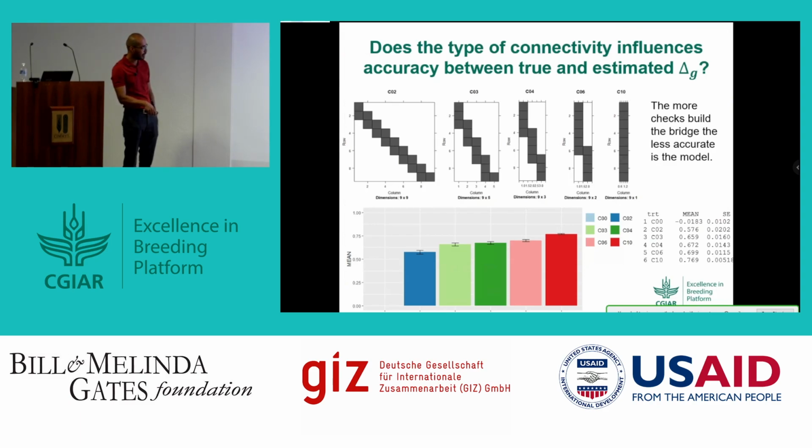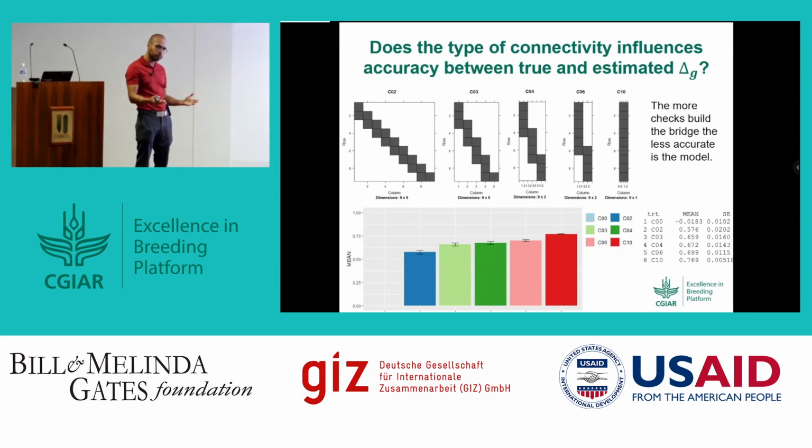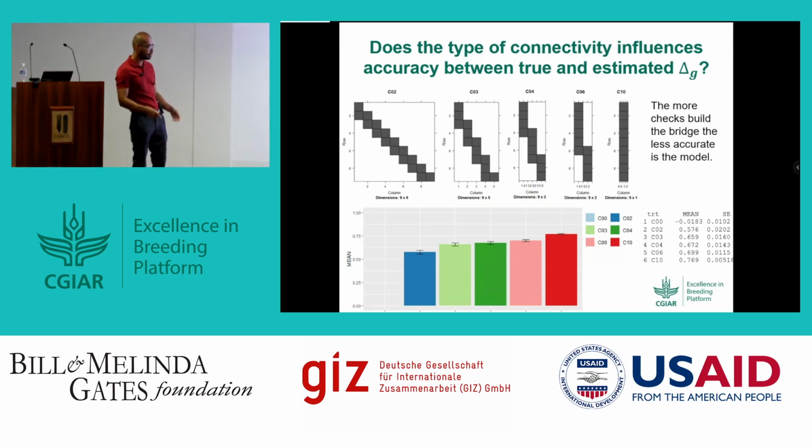So this plot at the bottom is the different scenarios that we have here. So you see here 1, 2, 3, 4, 5, 1, 2, 3, 4, 5, plus the control. So the control is not being plotted here, but there is no connectivity. And in the y-axis, you can see the accuracy between the true and the estimated genetic gain. So as we said, no connectivity, no accuracy. Depending on the type of connectivity, there is more accuracy.